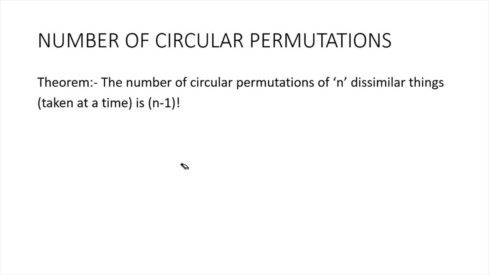And then we have discussed circular permutations. The number of circular permutations of n distinct objects taken all at a time is going to be n minus 1 factorial.